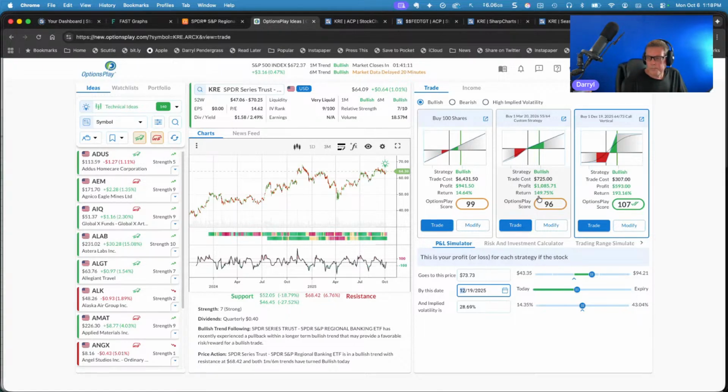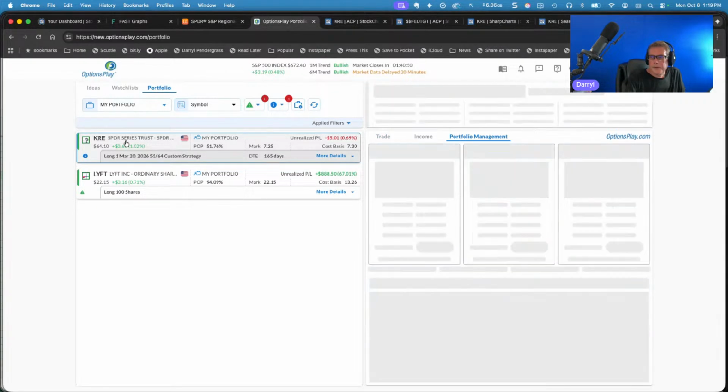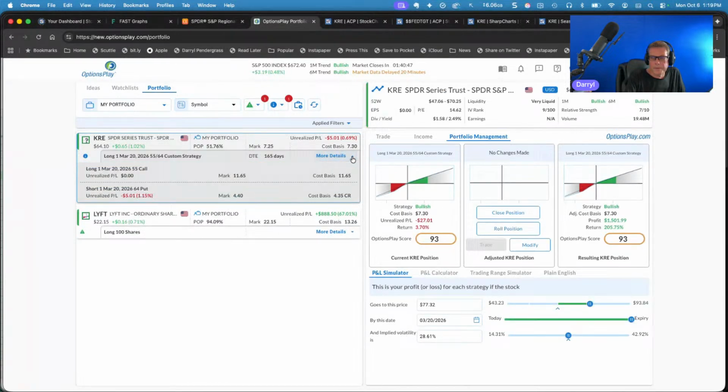So I am putting a little bit of leverage on this to execute this actual trade. And this morning I did actually execute this particular trade. So I'm going to go into my portfolio and I'll select the KRE and open this up. You can see that I was able to buy the call for $11.65, and I sold the put and received a credit of $4.35. So I'm basically in this trade for about $700.